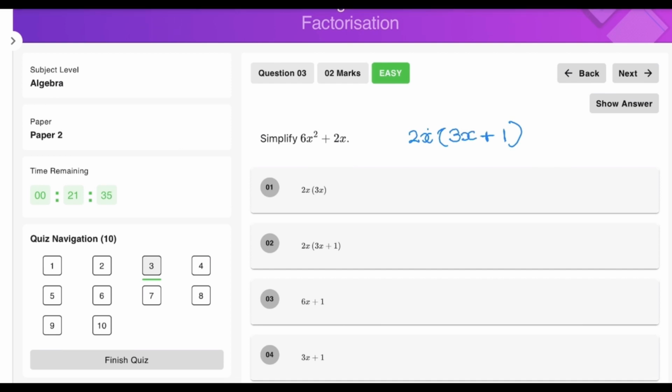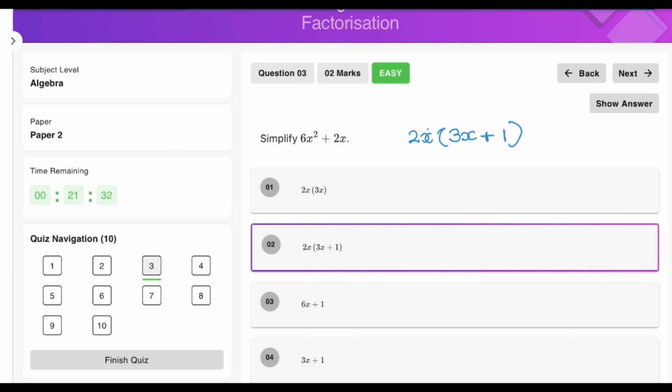And that brings us to the end of lesson with regard to factorization.